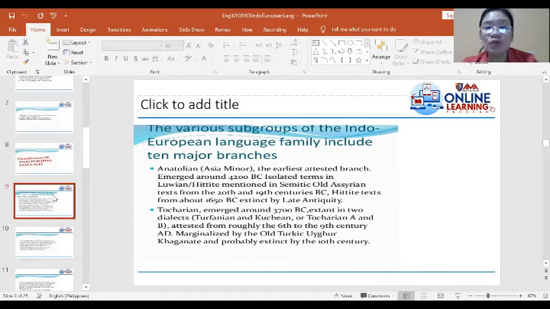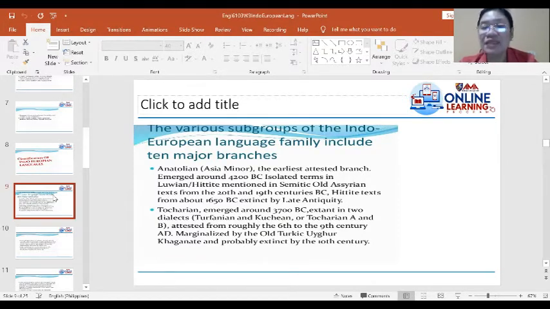So the various subgroups of the Indo-European language family include 10 major branches. And first, we have the Anatolian for Asia Minor. This is the earliest attested branch, emerged around 4200 BC. Isolated terms in Luwian, Hittite, mentioned in Semitic Old Assyrian texts from the 20th and 19th centuries BC.